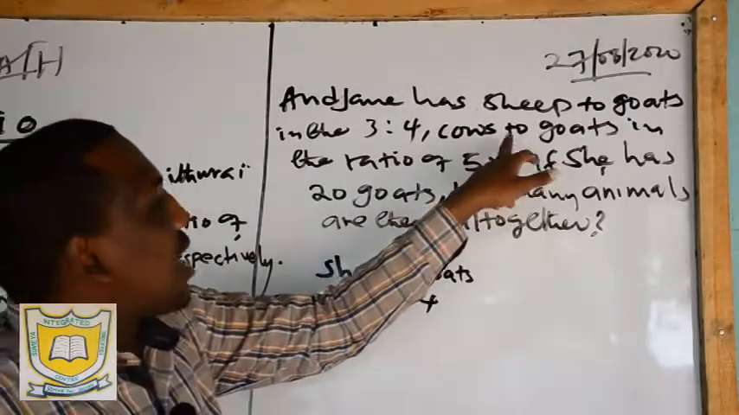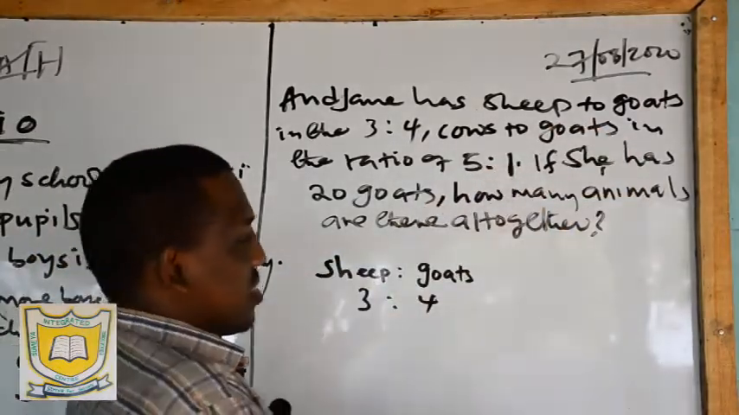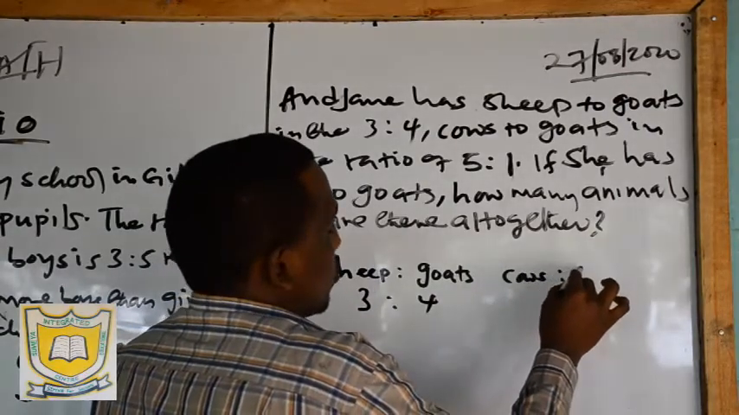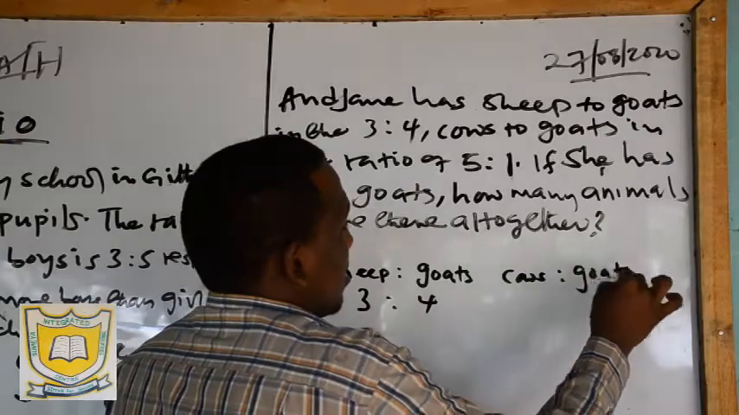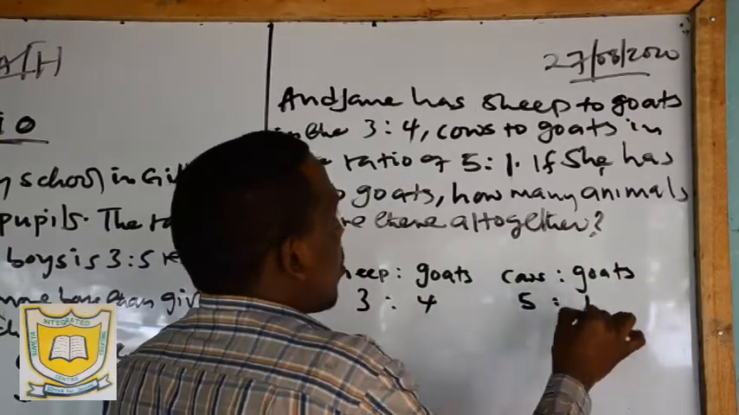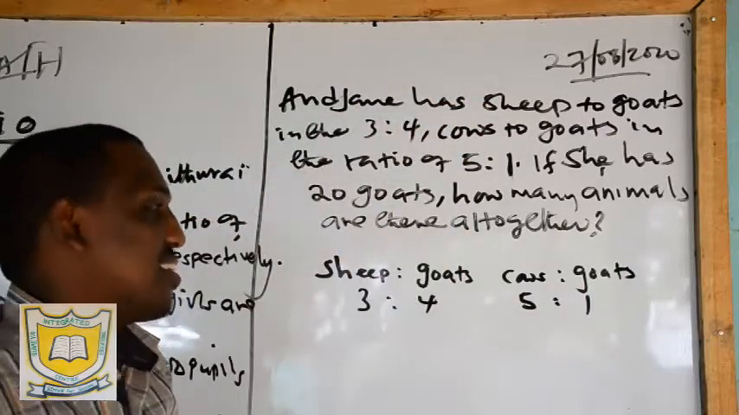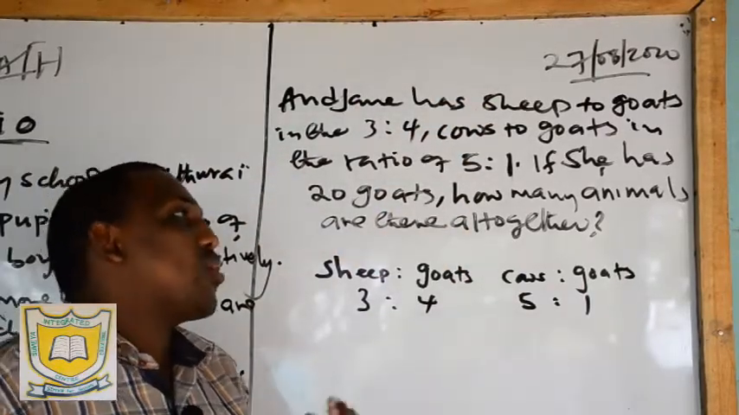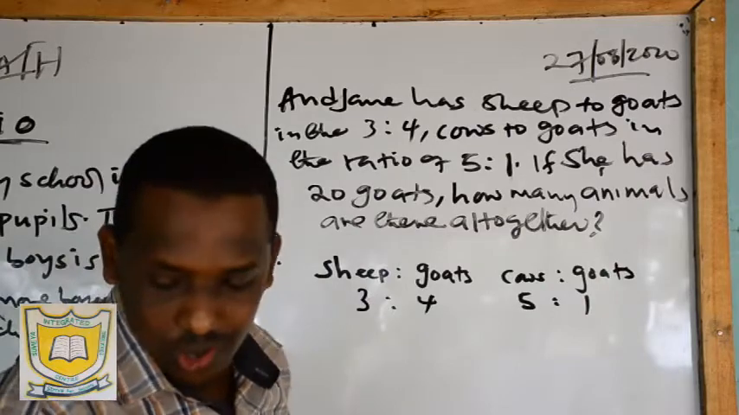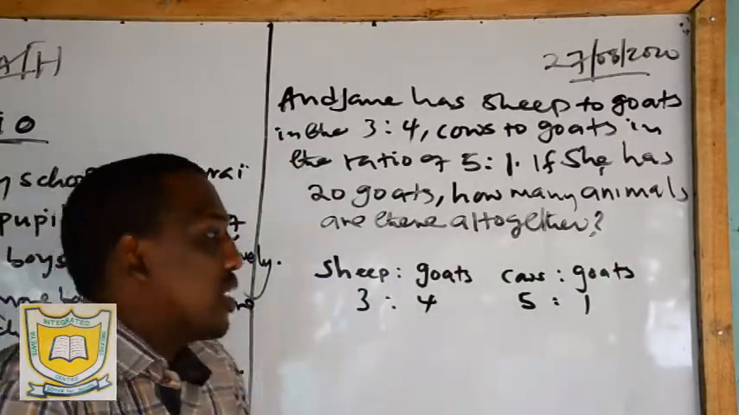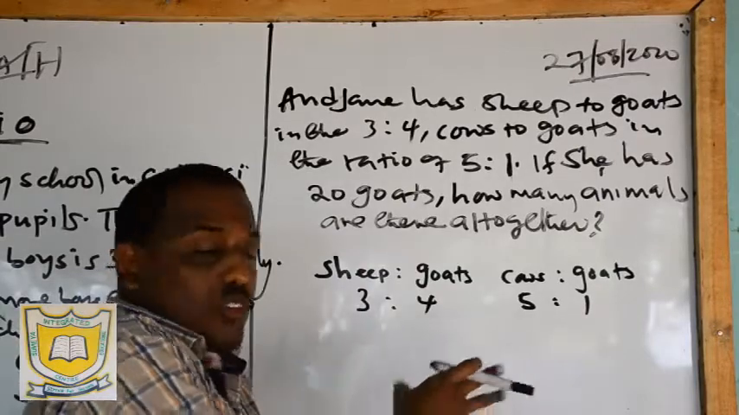Then we have cows to goats in the ratio of 5 to 1. 5, first thing is cow, 5. Then you are told how many animals are there altogether. Very common in examination. You have two ratios, but it's very simple when you understand.